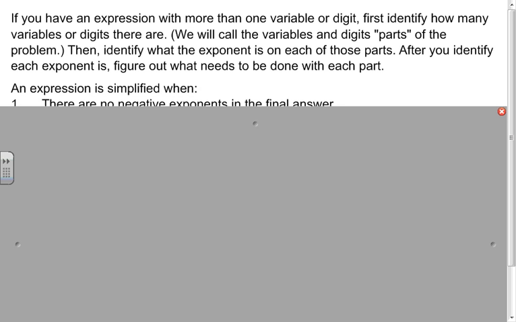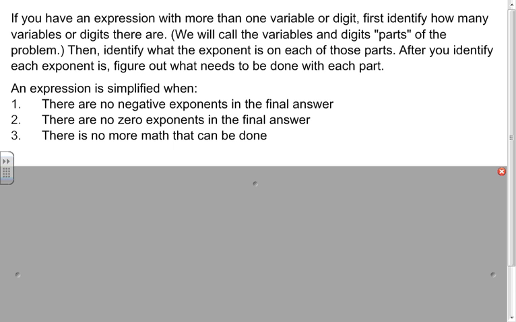Now, there's a lot of steps there. This is just reminding you, the directions say simplify each expression. The expression is simplified if you have no negative exponents in the final answer, no 0 exponents in the final answer, and no more math that you can do. These 3 steps right here, these three little rules, that's going to be true for every section in this chapter. Okay? That's how you know when you're done with the problem.